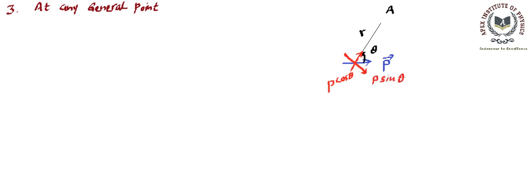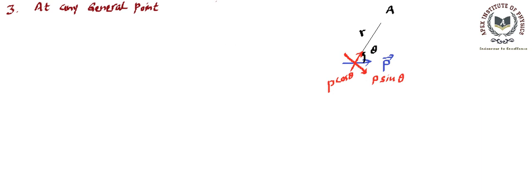Now the potential at point A because of P will be the same as because of its components, because components also represent the same vector. Because of the p cos theta component, this point A will be on the axial position. Because of the p sin theta component, this point will be on the perpendicular bisector. We know on the axial position of the dipole the potential is kp upon r square, and on the perpendicular bisector is 0.